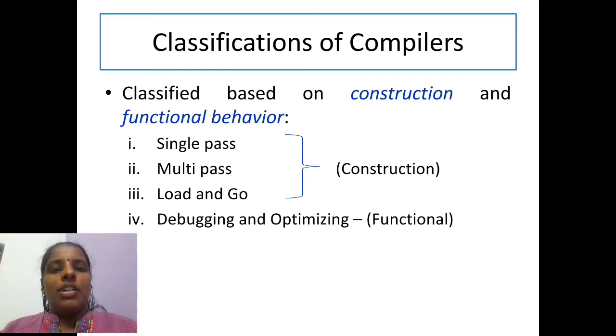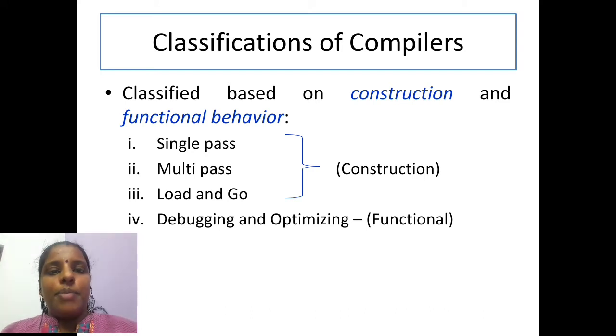To know about single pass and multi-pass, we have to know about the steps involved in generating a compiler. The source program is generally converted into an intermediate file, and this intermediate file is converted into a target program. This is a multi-pass compiler, whereas in a single pass compiler, the source program is directly converted into a target program in a single go. So this is called a single pass compiler. Load and go compilers are compilers that are loaded into main memory only during the execution time.